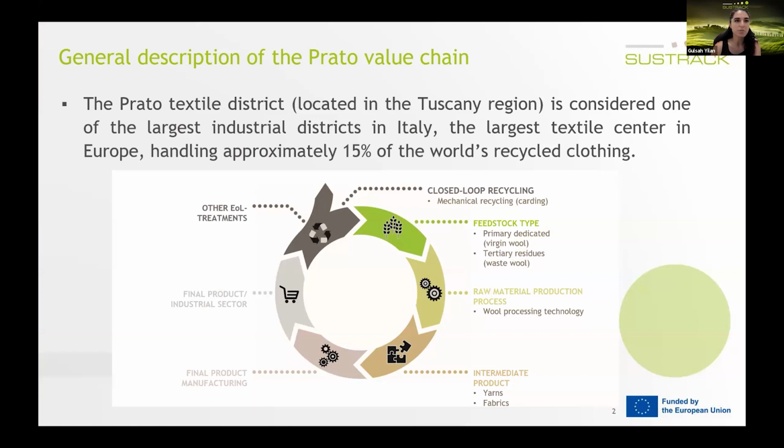Just a brief introduction about the Prato value chain. The Prato textile district is located in the Tuscany region in Italy, and it is considered one of the largest industrial districts in the country. It is the largest textile center in Europe, handling approximately 15% of the world's recycled clothing. In our case, for the Prato value chain, we are considering the end-of-life phase, using it as secondary raw material, and we are using waste wool for mechanical recycling to produce yarns and fabrics, which can be used in different sectors to produce new materials.